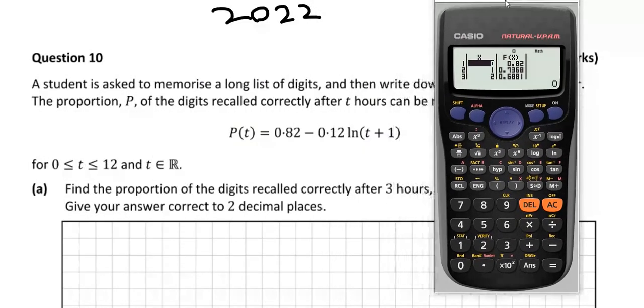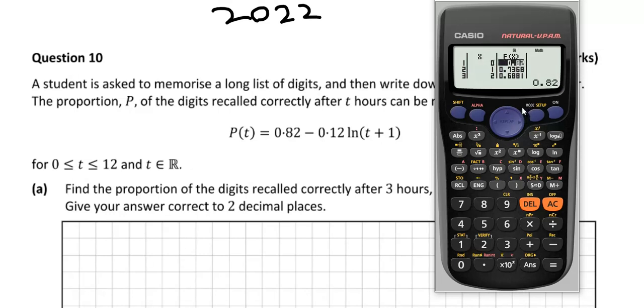No. Radians only for sine, cosine, tan. Now, anyway, you see the 0.82? 0.82 means if I test you immediately afterwards, you retain 82% of all your knowledge. After 3 hours, it's what?